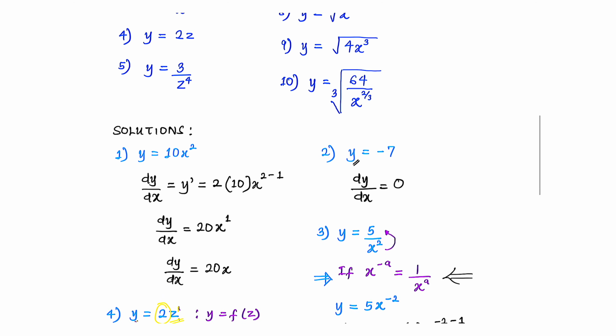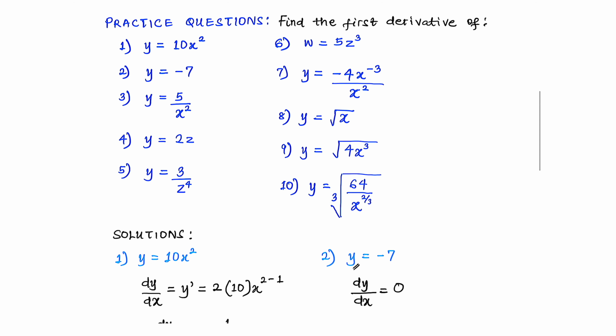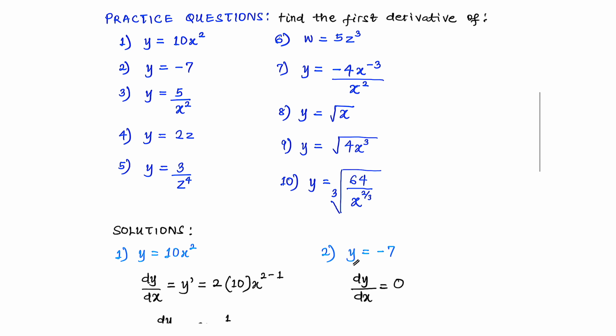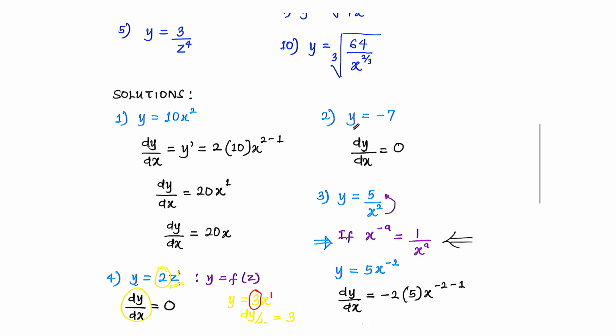Next one, question 6. Question 6 says w equals 5z raised to power 3.